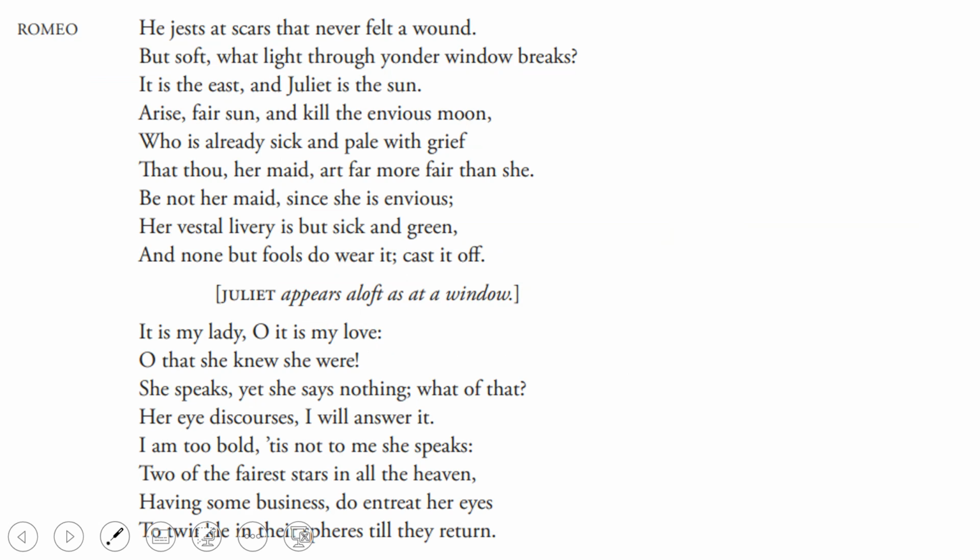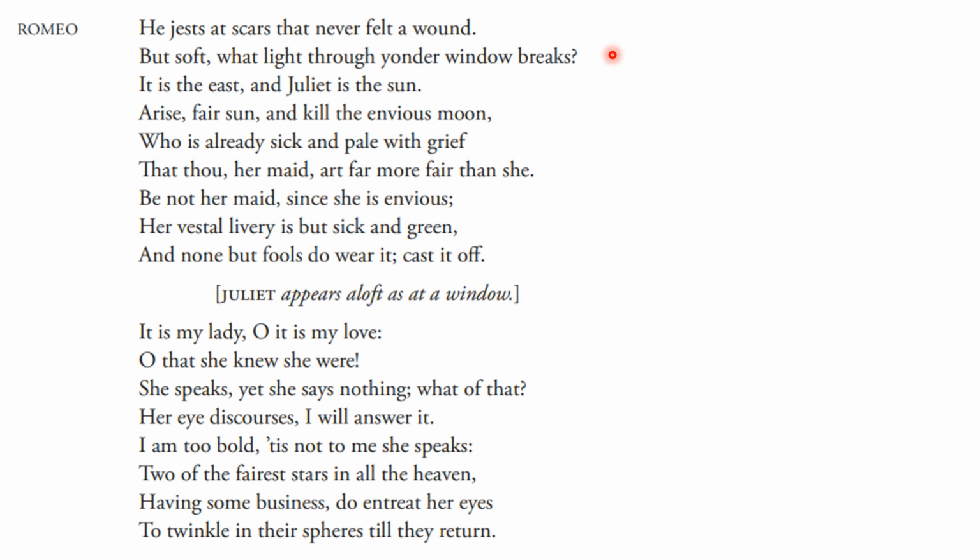So we have Romeo beginning the scene. He's heard Mercutio and Benvolio's conversations, and he says he jests at scars that never felt a wound. So he basically says it's easy for Mercutio to make these jokes about love because he's never been cut. He's never felt the pain, the scars, and the wounds that I have felt that I'm in love. Juliet enters a little bit later in some versions. Sometimes Juliet enters here, sometimes a little bit later, but the idea is that he's talking aloud, but she cannot hear him.